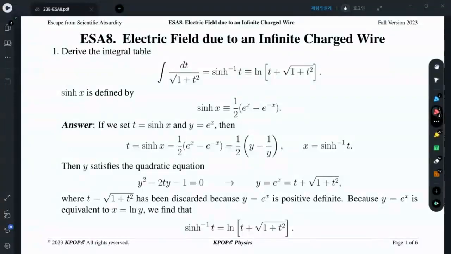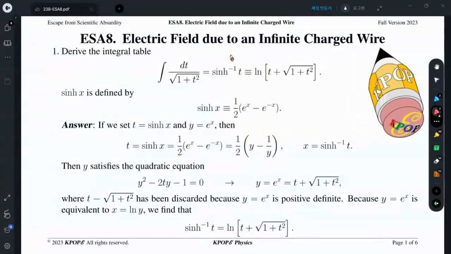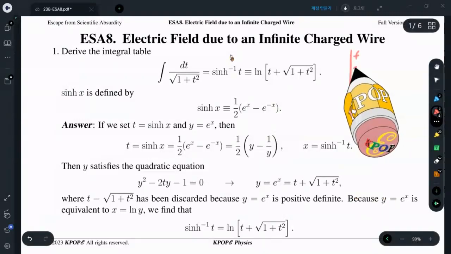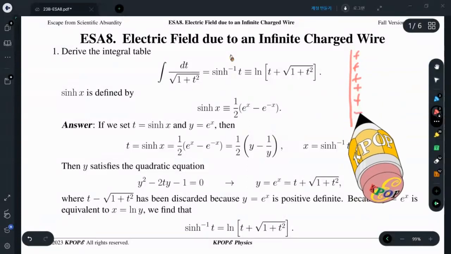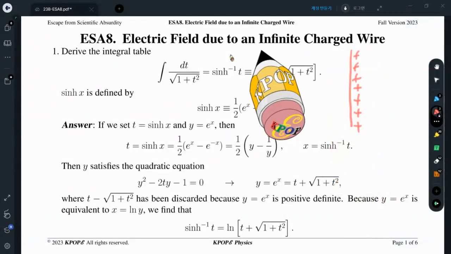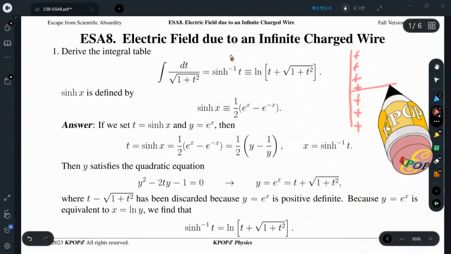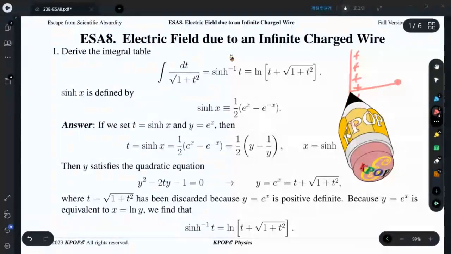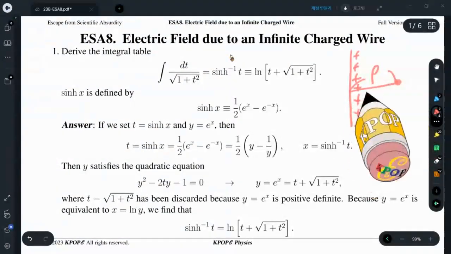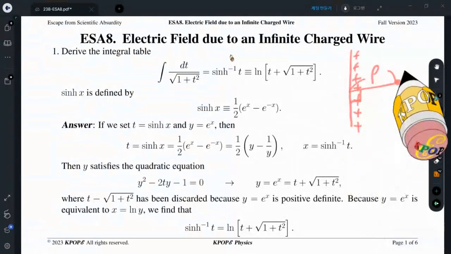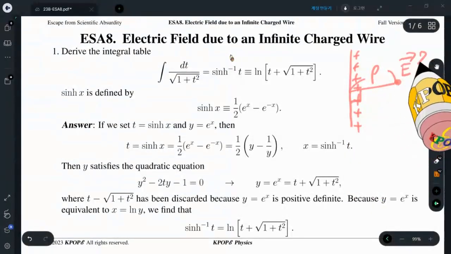Okay, electric field due to an infinite charged wire. We would like to compute the electric field generated by the uniform charge distribution over a straight wire that is long, infinitely long, and the electric field at some field point with some planar radius rho, a perpendicular distance from the wire. What is the electric field?